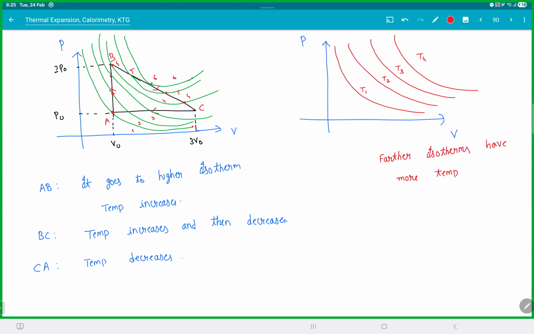Now, can you find the maximum temperature in the process? Think, how will you do that? I'll give you a minute, give it a try. Then I'll tell you how to do it. Anyone not clear with the first part, please ask.